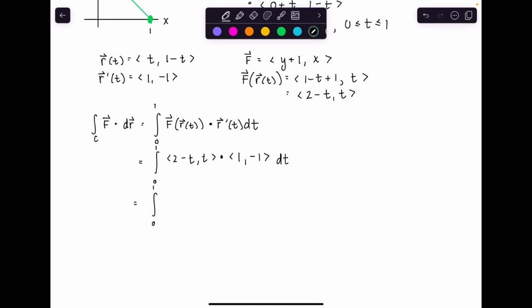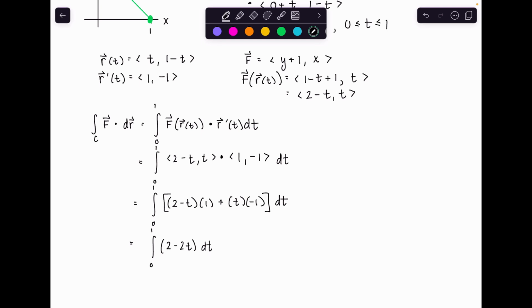So dot product, we take the first components and times them by each other. So 2 minus t times 1, and then I add t times -1. And thankfully, this is just a nice polynomial. This is 2 minus t minus another t. So this is really the integral from 0 to 1 of 2 minus 2t.